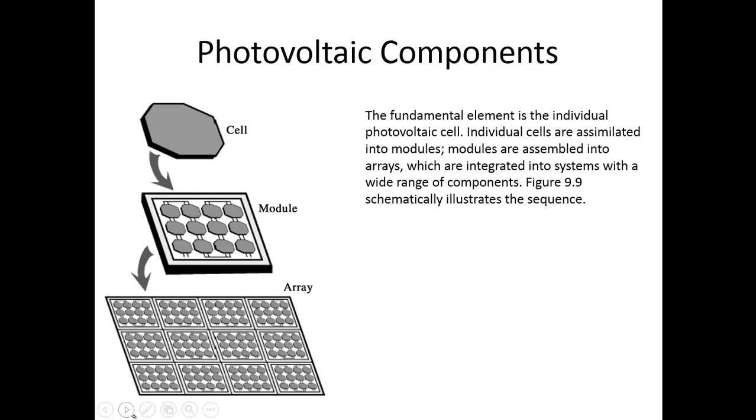So let's look at the photovoltaic components. The fundamental element is the individual photovoltaic cell. Individual cells are assimilated into modules, and modules are assembled into arrays, which are integrated into systems with a wide range of components. This figure 9.9 schematically illustrates the sequence. So you have cells, which are aligned in series, that form a module, and each module is combined to make an array.